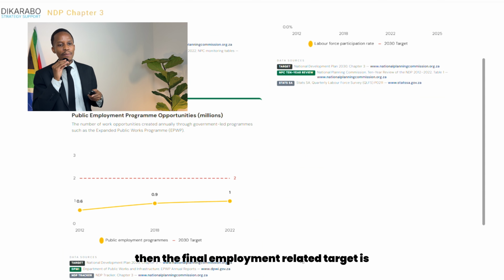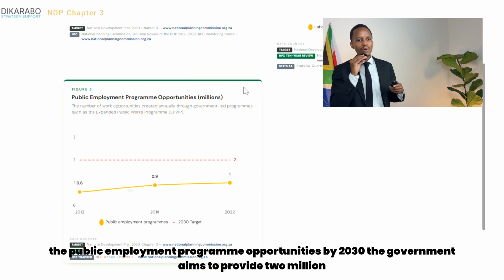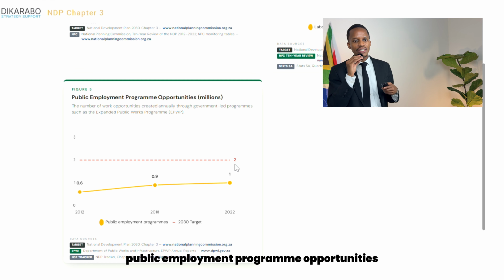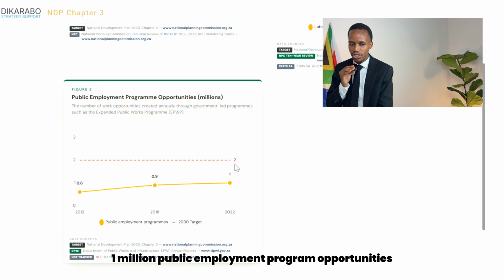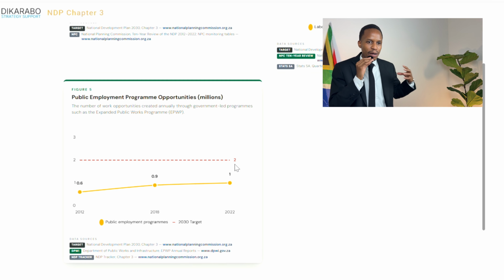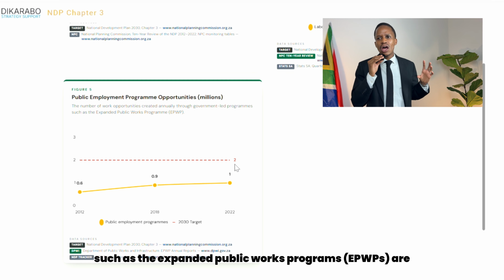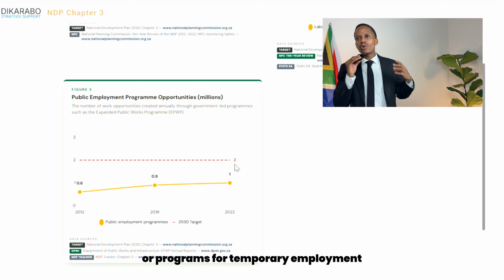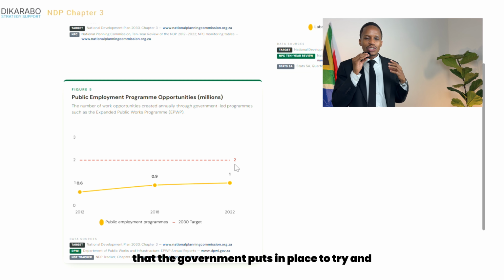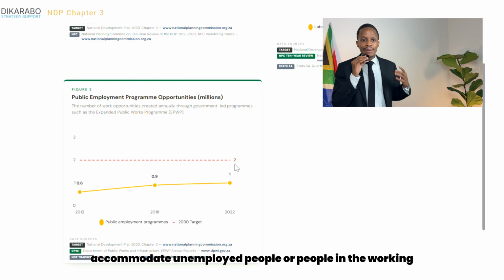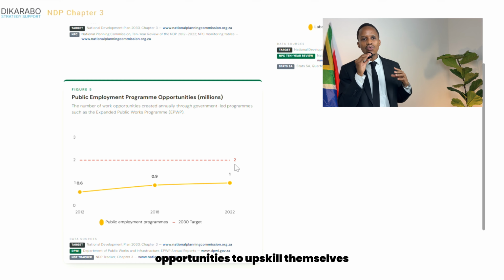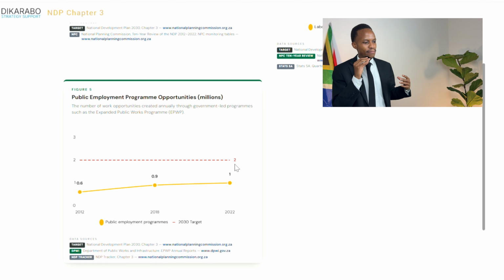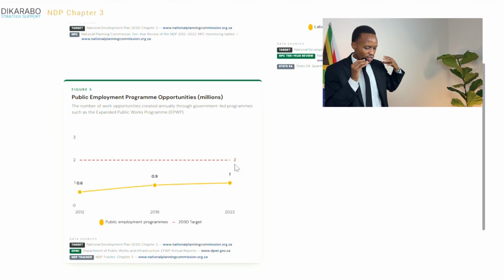Then the final employment-related target is the public employment program opportunities. By 2030, the government aims to provide 2 million public employment program opportunities. But as of the latest data in 2022, the government was only providing 1 million. The public employment programs, such as expanded public works programs, are programs for temporary employment that the government puts in place to try and accommodate unemployed people or people in the labor force that are struggling to find employment, and give them some sort of temporary opportunities to upskill themselves, gain some work experience, and just give them some level of employment.